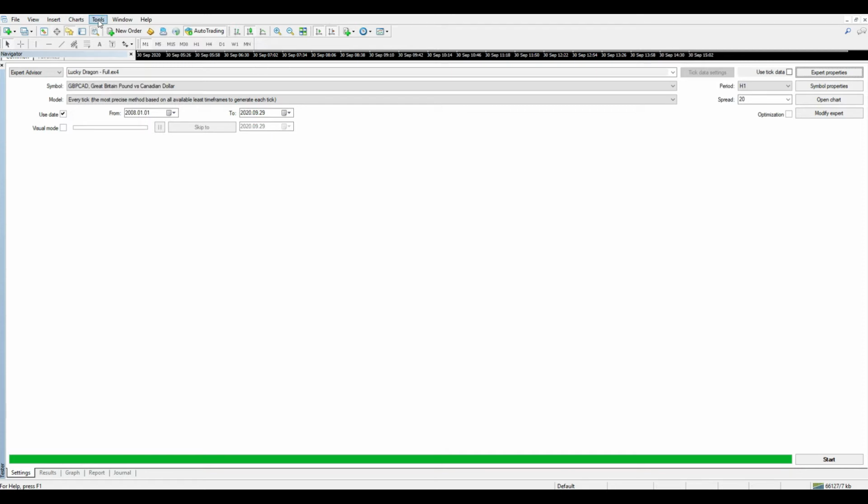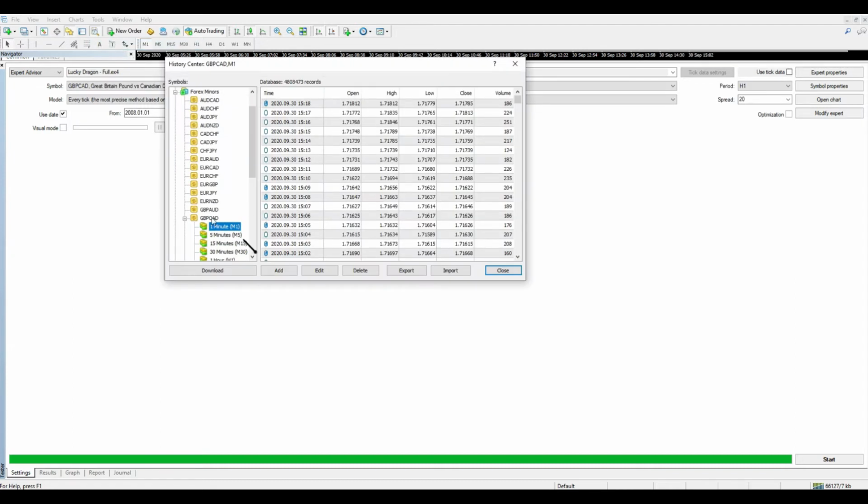Now, first thing is you're going to want to check your data. Let's go to Historical Center, and you're going to want to use the 1 minute Great British Pound Canadian dollar, and you should see a value of close to 5 million. If you see a value and a slash and another value, that means your data is clipped, and please watch the extended version of how to do this. It's almost a 25-minute video, but it is worth watching.